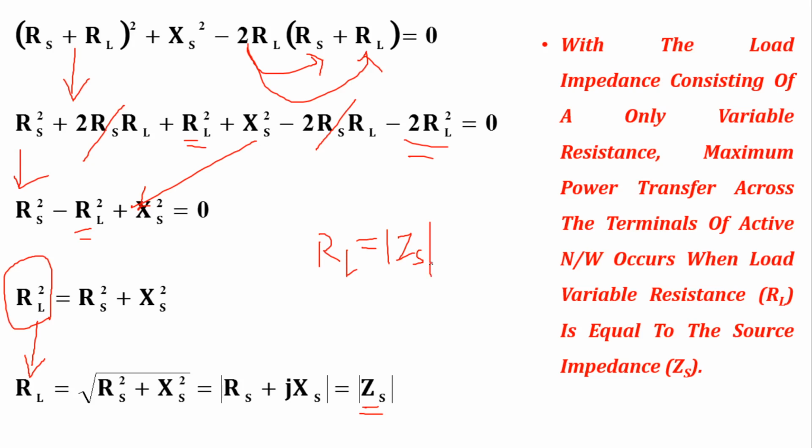So we can say that with load impedance consisting of only variable resistance, that is RL, variable resistance RL, then maximum power transfer across the terminal of the active network occurs when the load variable resistance RL is equal to the source impedance ZS. So RL must be equal to ZS to get maximum power transfer across the load resistance RL.